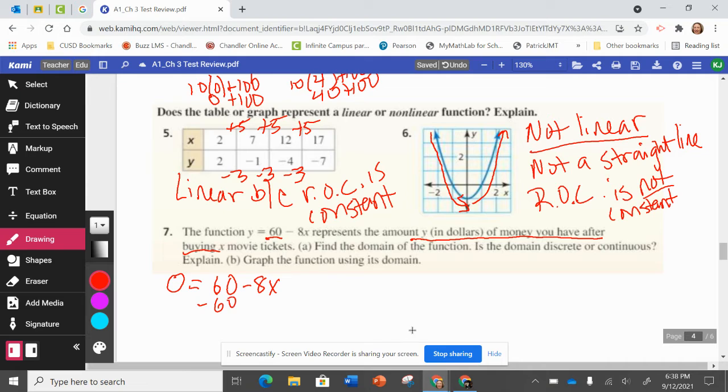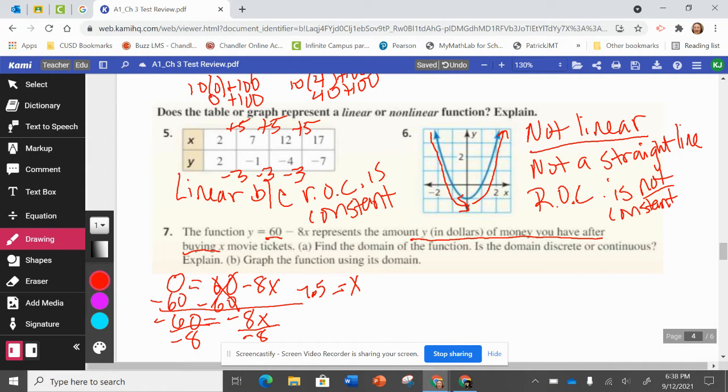We'll subtract 60 to the other side. It's -60 equals 60 minus 60 is 0, -8x. The opposite of multiplying by -8 is dividing by -8 on both sides. These -8 simplify to 1, and -60 over -8 is about 7.5.